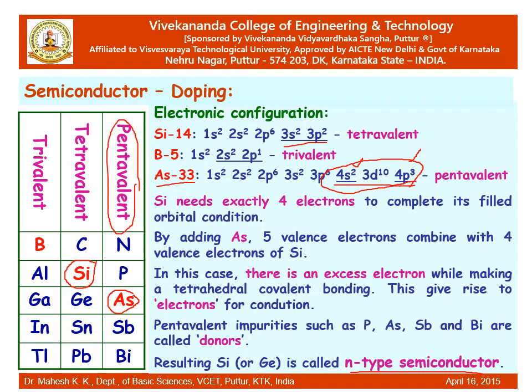In the previous one, in the trivalent, we had a deficiency of electrons. Now we are having an excess of electrons. This excess of electrons will be free electrons, available for conduction. So by adding pentavalent elements such as phosphorus, arsenic, antimony, or bismuth, we are going to have extra electrons, so electrons are available for conduction. Those elements are called donors, and the resulting semiconductor we call an n-type semiconductor.